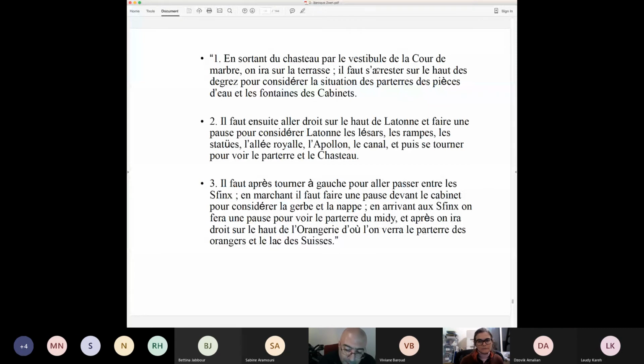It's not only directing what they should do physically, he's also directing how they should act mentally, what they should do mentally to consider the situation. You should now sit on top of these stairs and consider the situation. This is how obsessive this control, this text is. Il faut ensuite aller droit sur le haut de la tonne et faire une pause pour considérer la tonne des arbres.